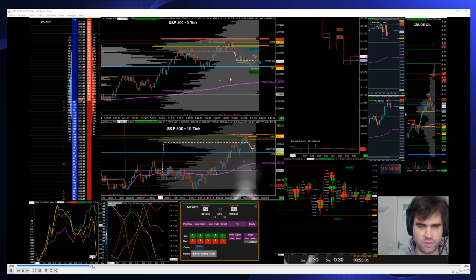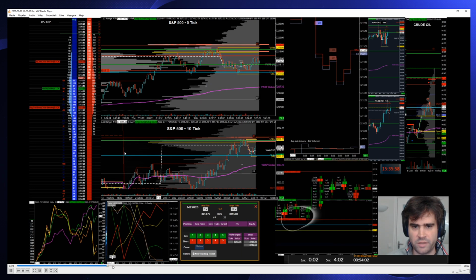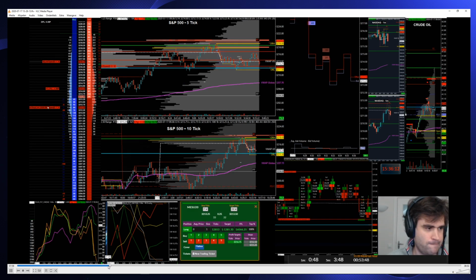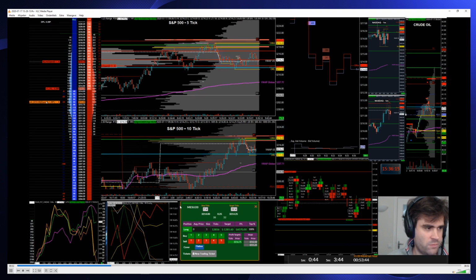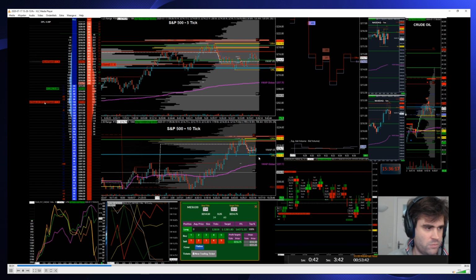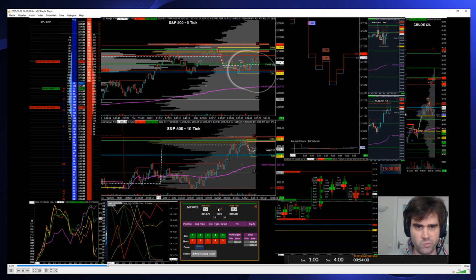Alright, let's fast forward. Let's see where I get another trade. Get another trade over here, which is pretty annoying. Yes, grind up please. I'm already in the trade, let's see. Of the VWAP. So I used the VWAP as support there.